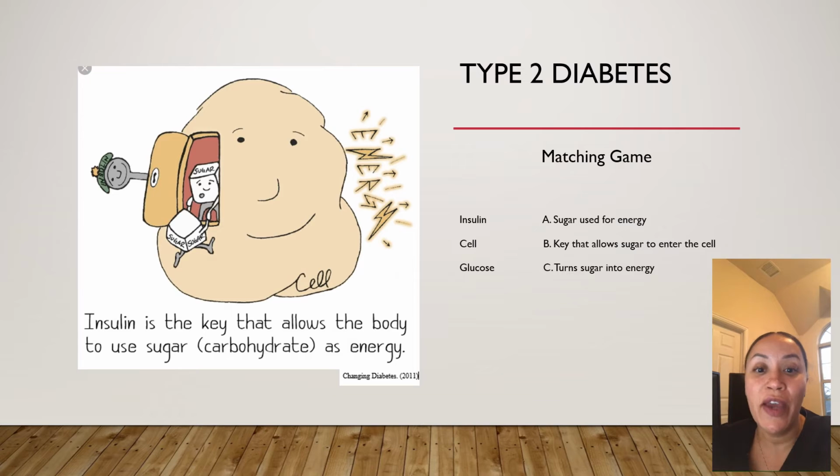This is a picture that helps you guys understand better how this works. So insulin is the key that allows the body to use sugar or carbohydrates, glucose, as energy. As you can see there, we have a large cell, and insulin is that key that unlocks the cell that lets the sugar get inside the cell. So let's play the matching game.